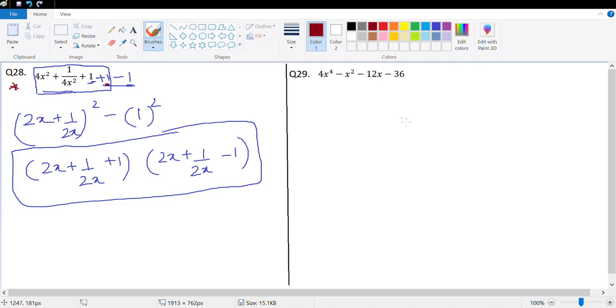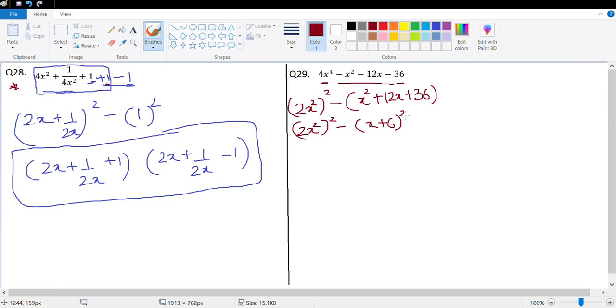That brings me to the last homework question. Let's see what we can get. I noticed that these three terms would make a quadratic, and this is nothing but 2x square the whole square. So what we have is 2x square the whole square, and this would be x square plus 12x plus 36. This is x plus 6 the whole square. That's correct. So this is 2x square the whole square, and this is x plus 6 the whole square. Now this is the form a square minus b square, which means 2x square plus x plus 6 multiplied with 2x square minus x plus 6.